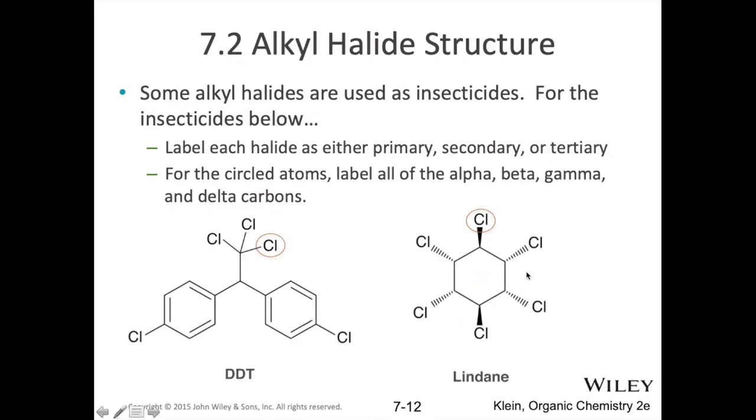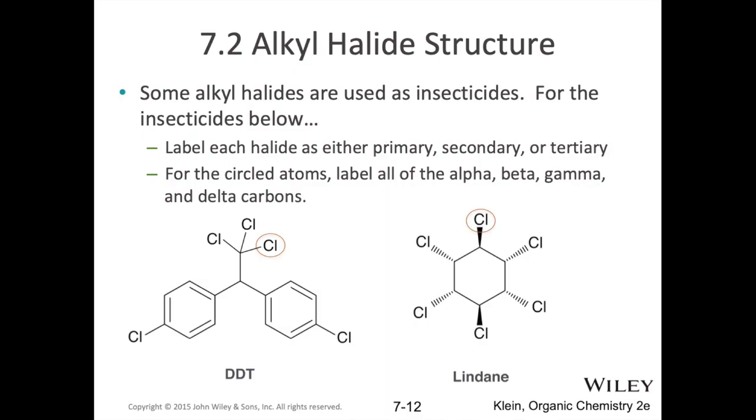So let's practice this. Looking at these 2 examples, see if you can identify each of the halogens listed as either primary, secondary, or tertiary. And for the circled chlorines, go ahead and label the alpha, beta, gamma, and delta carbons leading away from that chlorine. Feel free to pause this video and try that out.